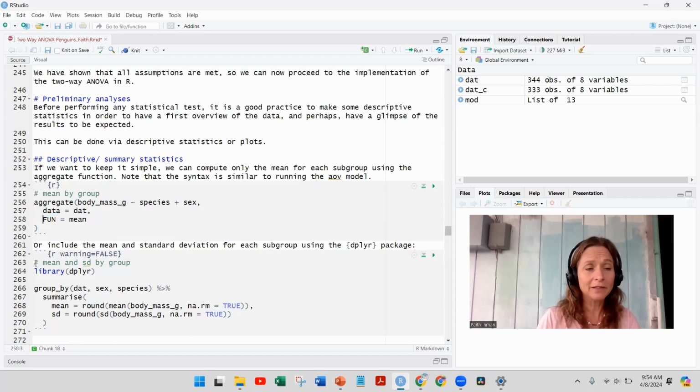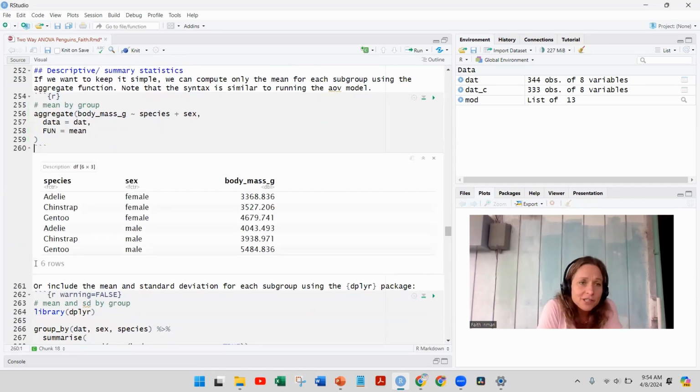And what do you want to get out of this? You want a function, mean, FUN with a capital F. That's some mean fun you got right there. Okay, and then you get this cute little table that says species, sex, body mass. And you're like, oh, there's Adelie, and there's all the female, and there's the body mass. And then there's the chinstrap, female, there's the body mass, right?